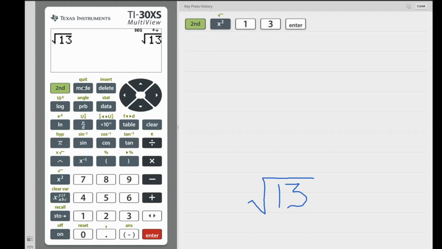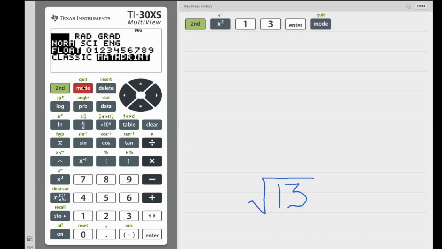I'm going to click on the mode button here. And you could certainly do it this way. And do you see this fourth line down here, how the word math print is in black? If you don't want your calculator to behave like this, simplifying without giving you decimals when you want decimals, you can arrow down to the word classic and press enter to select that classic mode. Then you can actually get out of that screen really quickly by pressing clear.